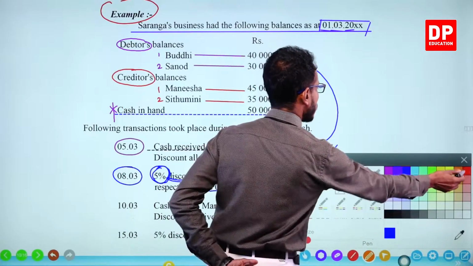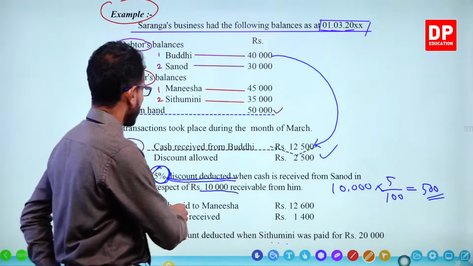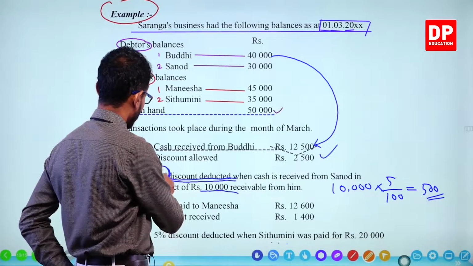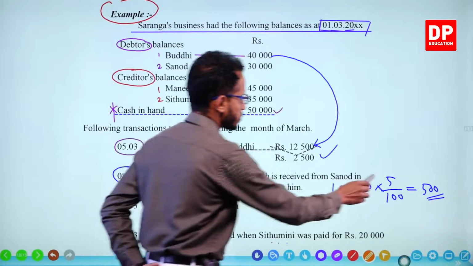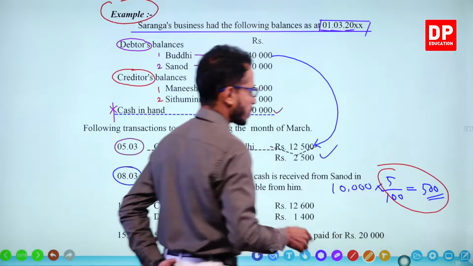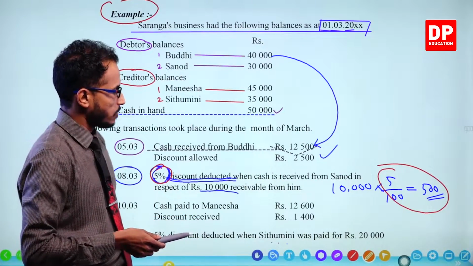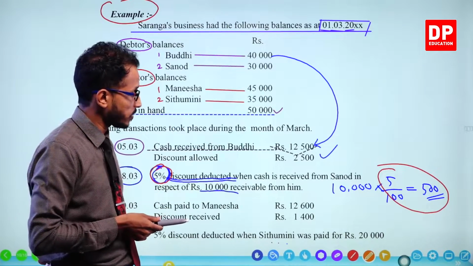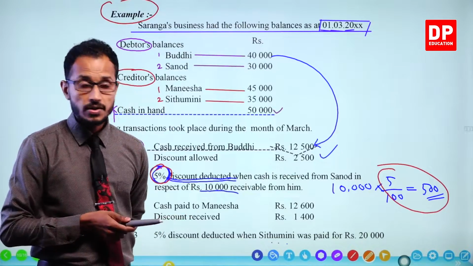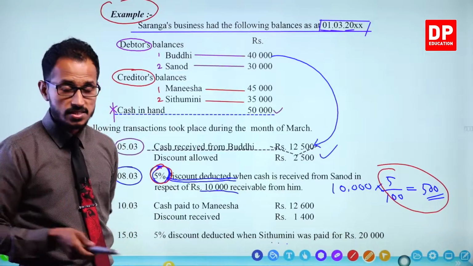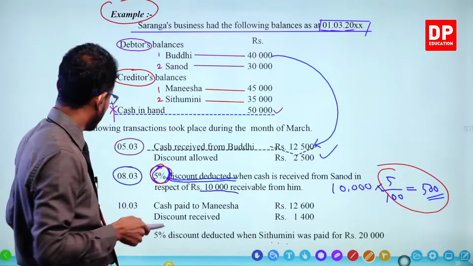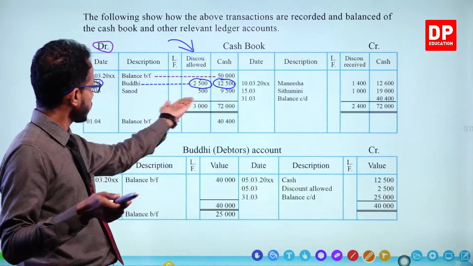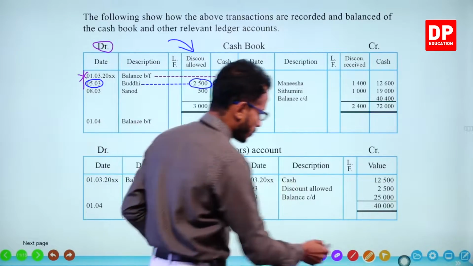The discount which should be deducted. This one is here. 5%. When calculated, it becomes 500 out of 10,000. It becomes 500. That is the discount which should be deducted. Okay, let's see how that is recorded. It's right here, right? That's how it is recorded.